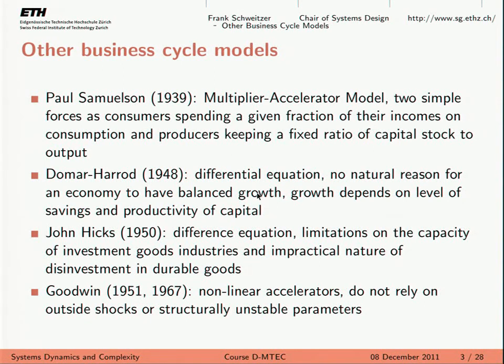The first one is Samuelson. It's a very interesting model, very simple, in fact. That's why it's interesting. So he simply assumes that consumers always consume a fraction of their income. This is called the multiplier concept. So you multiply the income by a fraction, and this is what you consume.